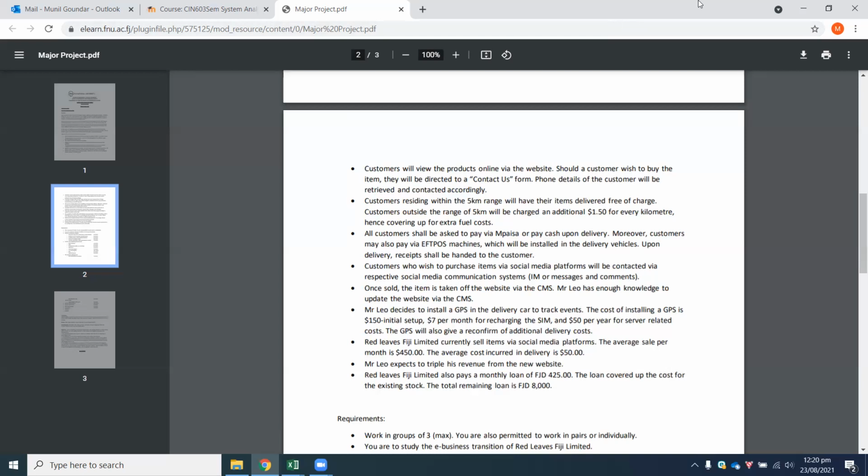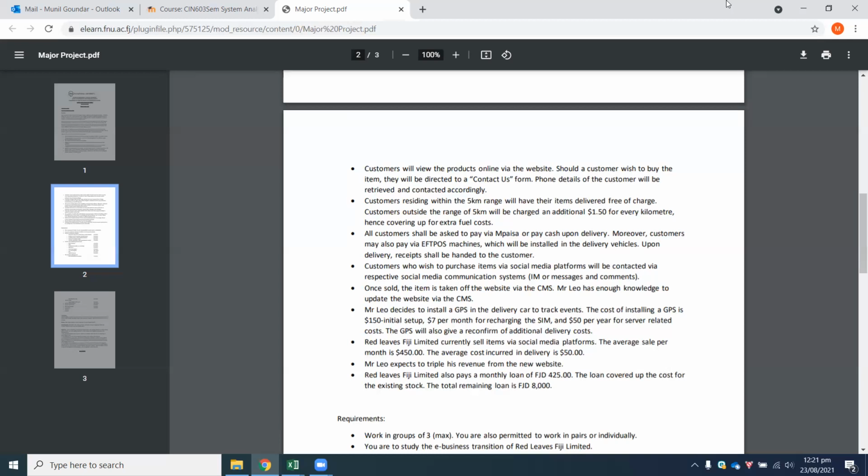Now, if you want to know, do we actually have GPS companies here in Fiji? Yes, we have plenty of them, Vodafone being the major provider of GPS solutions in Fiji. The GPS will also give a reconfirmation of additional delivery costs. Like I mentioned, it can track the distance you have traveled from location A to location B.